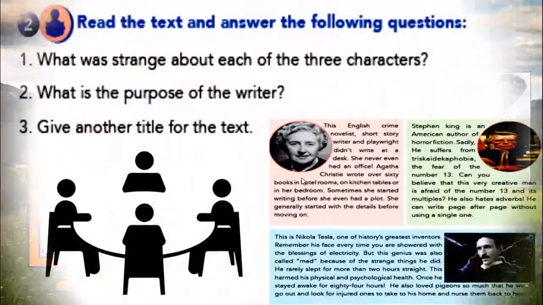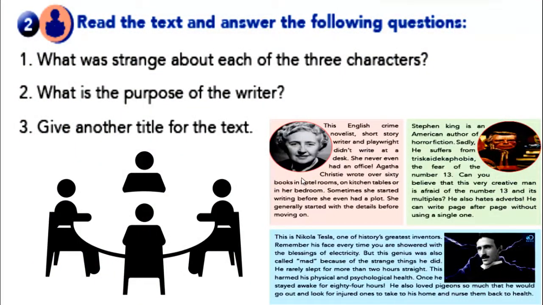Let's move here. This is a reading text. You are going to read this text alone at first and answer these three questions. The first one, what was strange about each of the three characters? You have three characters here: the first one, Agatha Christie, the second one, Stephen King, and the third one, Nikola Tesla.